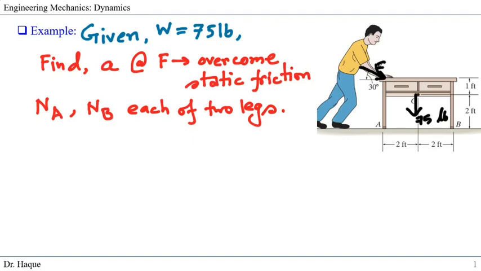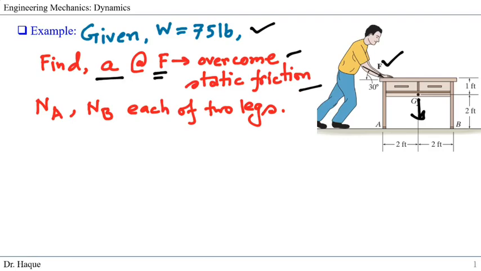The dimensions of the table are given, and the total weight of the desk is given, which is 75 pounds, which should be acting at the mass center G here. So the given is weight 75 pounds, and we have to find the initial acceleration when F, the force the man is applying on the table, just overcomes the static friction.